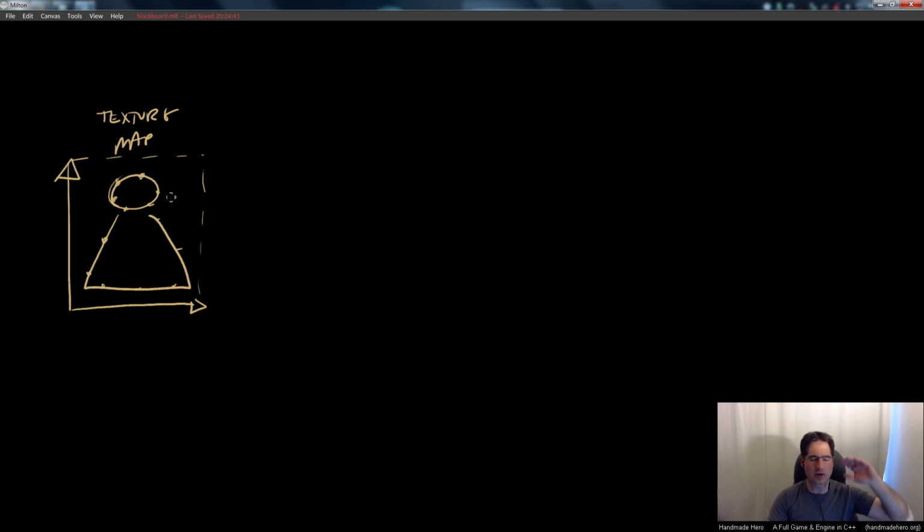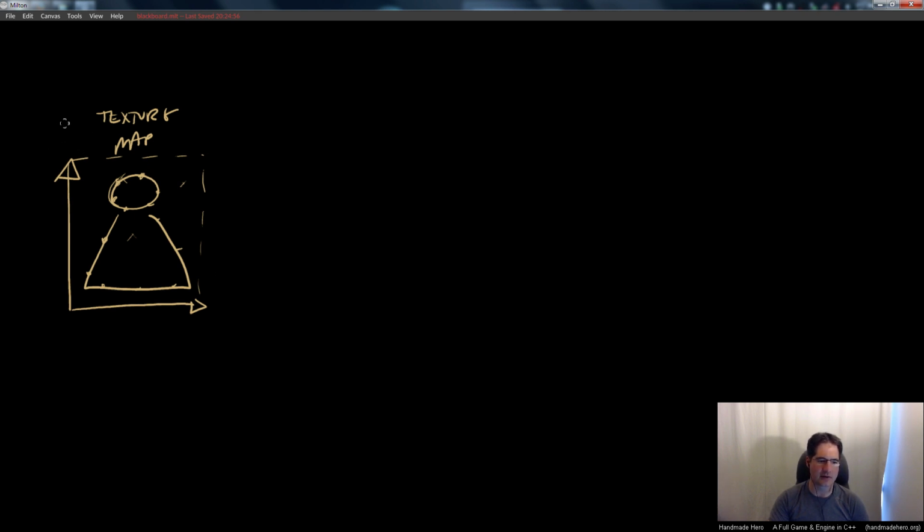So pixels, we don't care about pixels right now. We're not even thinking about pixels. Let's just think about points, right, that are on this texture map. And the point could be anywhere. It could be over here, it could be in here, it could be on the surface, whatever. Any point in this texture map, right? So what we know is that we've got these basis vectors here, right?